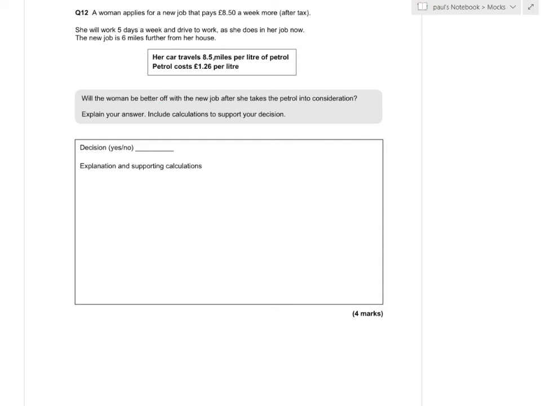So, let's have a look. 5 days a week, and the new job is 6 miles further. So times that by 2, because she's got to get there and back, and times that by 5, because there's 5 days a week. That will give us the miles. 6 times 2 times 5 is 60, so she's doing an extra 60 miles.